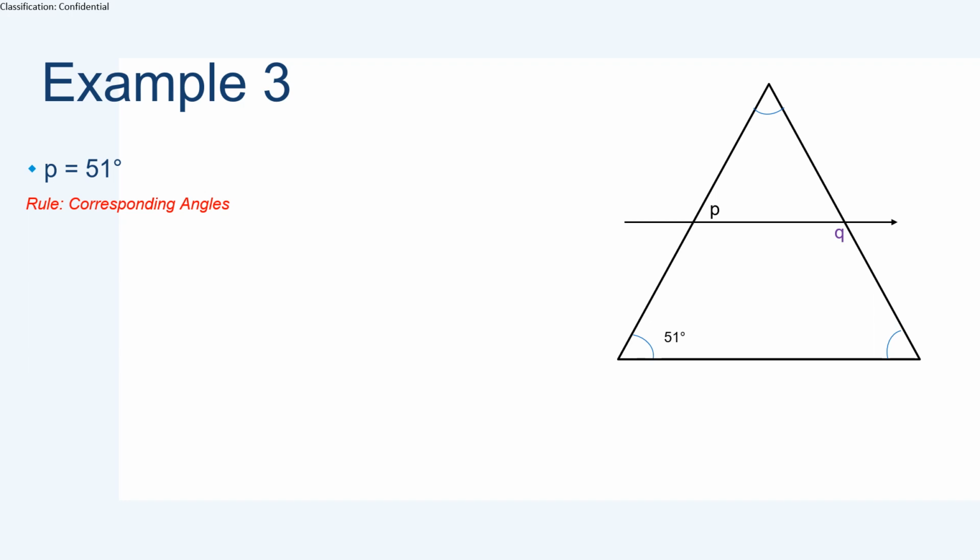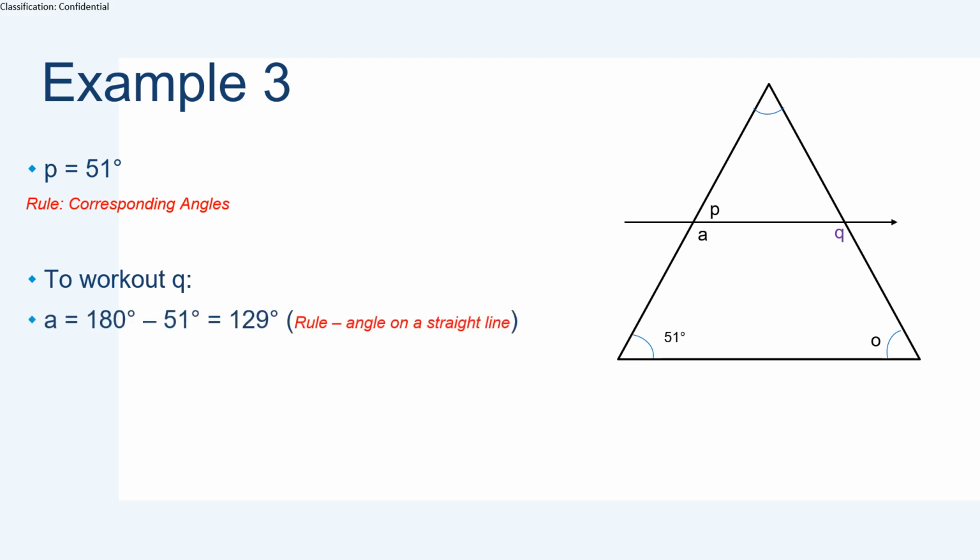Now to work out question Q, there are multiple ways of doing it. First, I need to find my quadrilateral rule, where it says that angles inside the quadrilateral will add up to 360 degrees. And if I have to find all these angles, then I have to go one by one. So one angle is given 51 degrees. Angle A will be 180 minus 51 because angles on a straight line add up to 180 degrees. As angle P is 51, finding A is not that challenging.